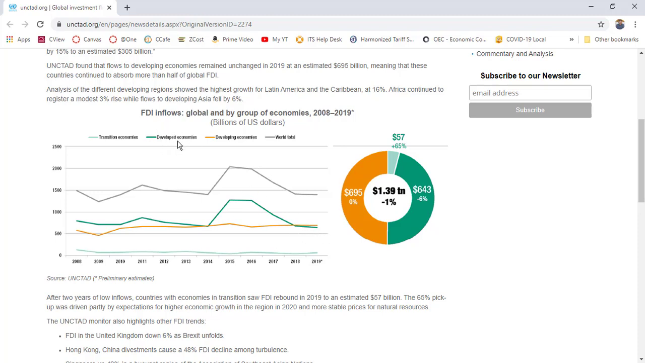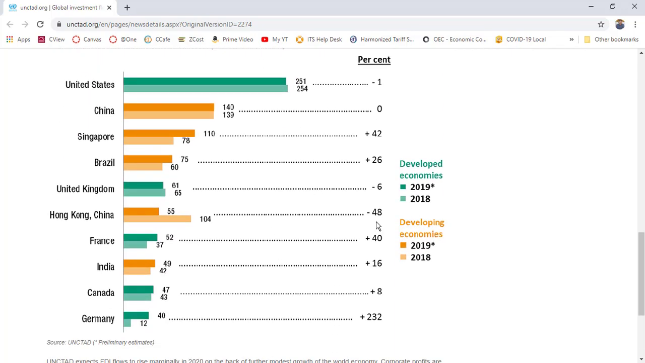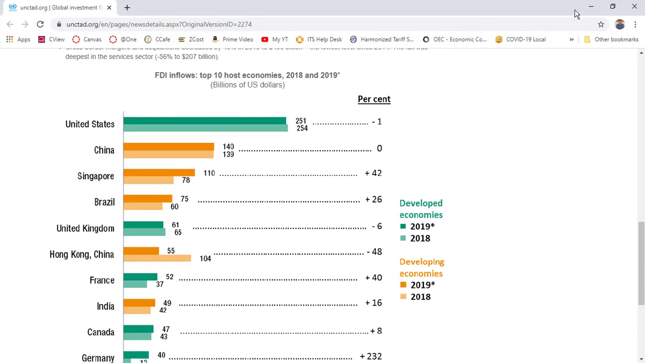It's all about the developing economies, people. That's where the action is. You see that right there? And so you're seeing more and more over here in this case of the developing economies in terms of trade. This was on the slide, right?